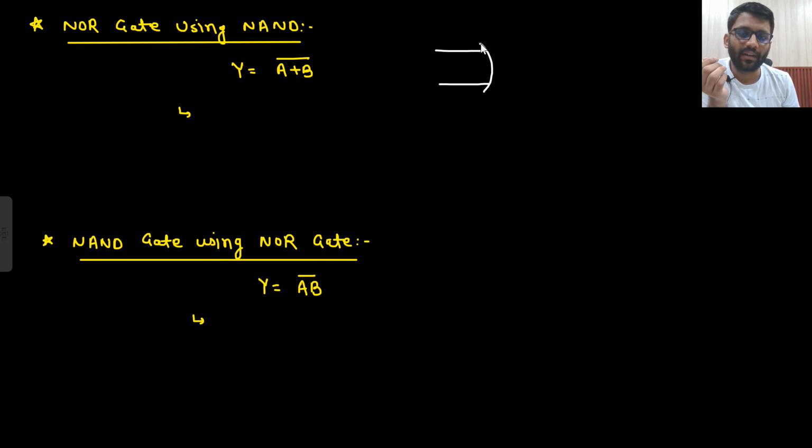First I will take A plus B and then I will take bar. So if I introduce a bubble here, then another bubble I will have to introduce here. If I introduce a bubble here, then another bubble I will have to introduce here. So this is one of the NAND gate. 1, 2, 3 and 4. So what is your answer? Answer is 4. So you will require 4.